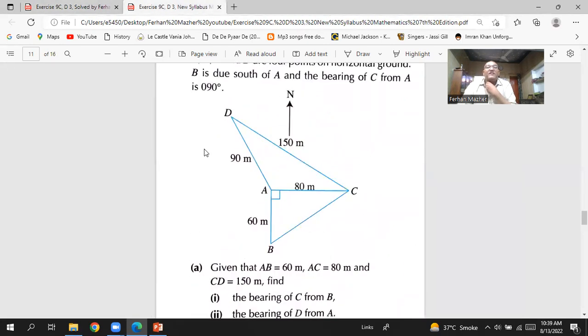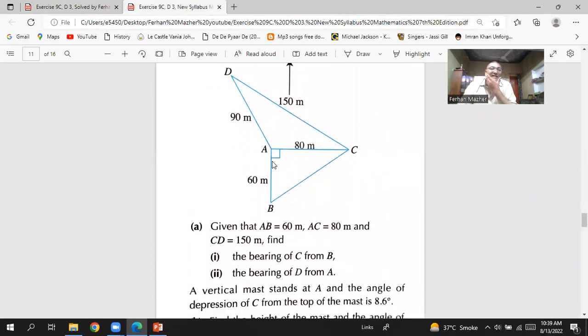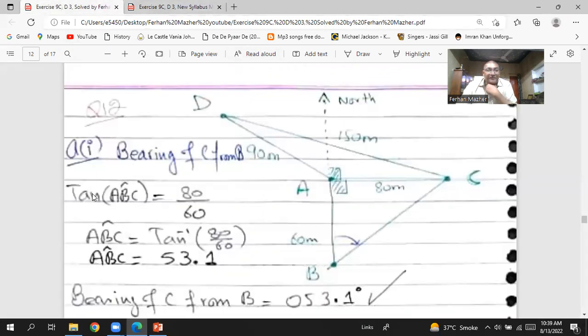Then he says the bearing of the D from the A. So very easy. I will find out first of all this angle by using the law of cosine, and then I will draw a north here, and then we will be able to find the bearing of the D from the A.